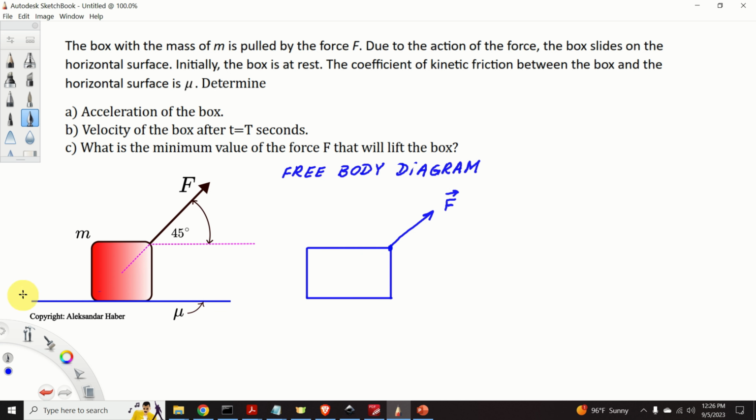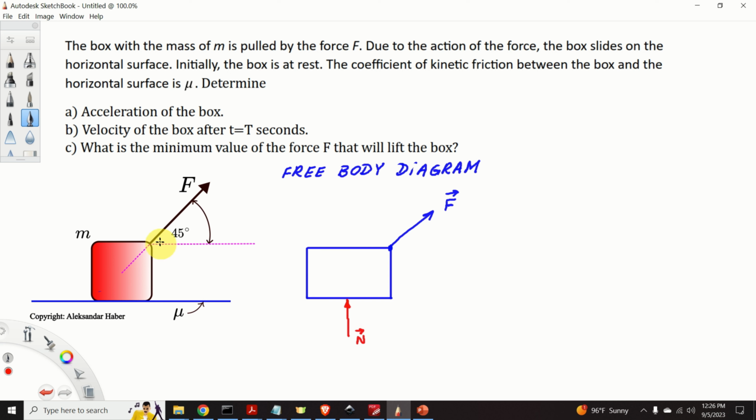Then, if we remove the horizontal surface, instead of that surface, we need to add reaction forces. So what are the reaction forces? We have normal reaction force, that's the vertical component of the reaction force resultant, here's N. And we also have a friction force.